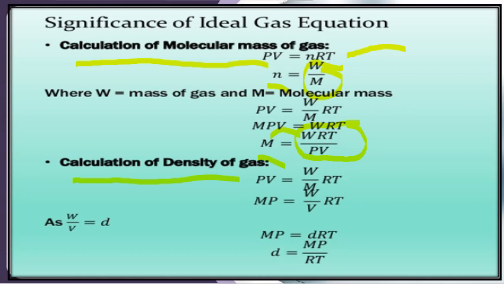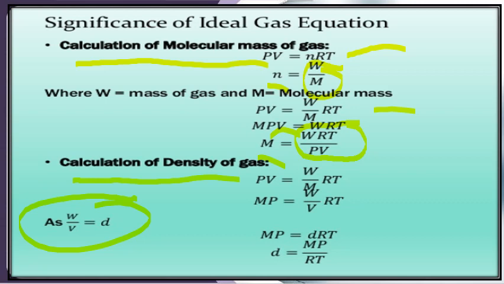Similarly, to find out the density of the gas, here we rearrange this equation once again. You know very well now that PV is equal to W by M times RT from the above statement. Here we have MP is equal to W by V times RT. Here we have moved the V to the other side. This becomes MP is equal to, as you know, W by V, mass per volume, is equal to d, that is density. So MP is equal to dRT. You want to calculate d, that is density, so it will turn like this: d is equal to MP upon RT.